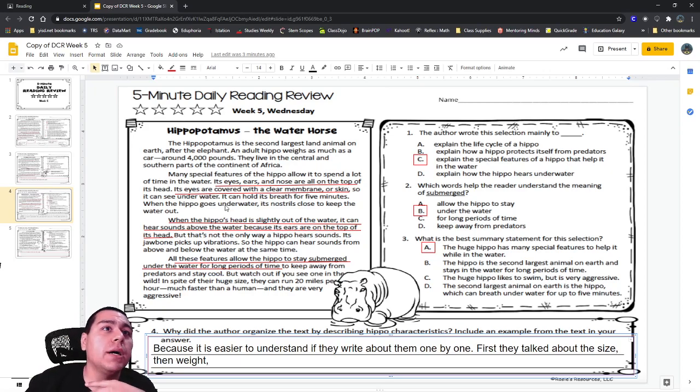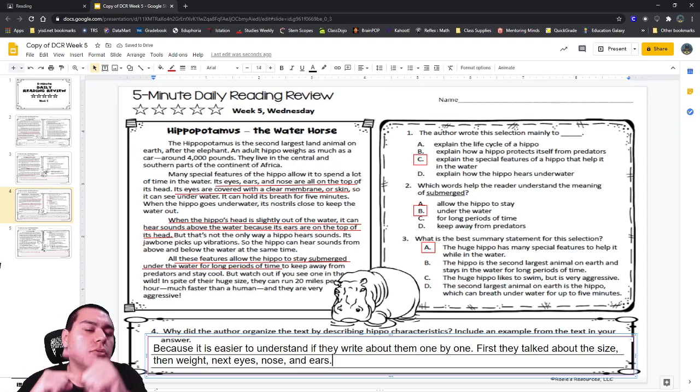Then they go on and tell us about its nostrils, its nose. And they talk about its ears. So first they talked about size, then weight. Next, eyes first, then nose and ears. So they took turns talking about each feature of the hippo that helps it: how the size helps it, how the weight helps, how the eyes and the nose and the ears help it. So again, I'm going to leave this page up, that way if you need to fix anything or change any of your answers, you have it here.